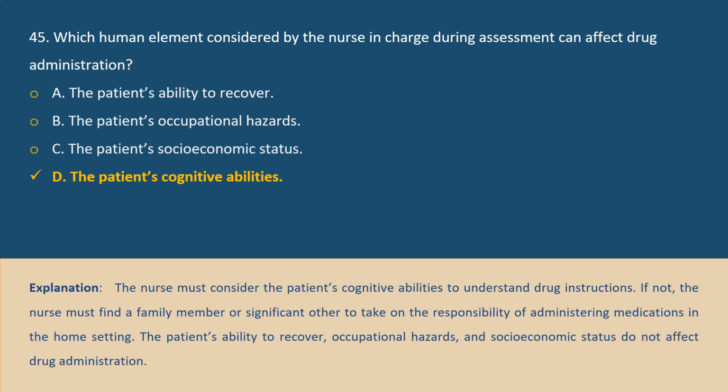Answer D. The patient's cognitive abilities. Explanation. The nurse must consider the patient's cognitive abilities to understand drug instructions. If not, the nurse must find a family member or significant other to take on the responsibility of administering medications in the home setting. The patient's ability to recover, occupational hazards, and socio-economic status do not affect drug administration.